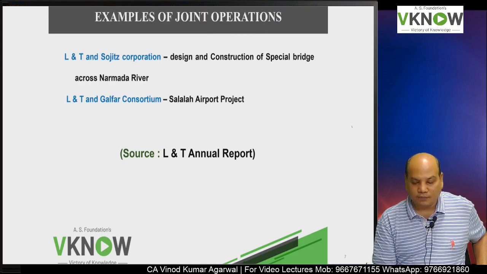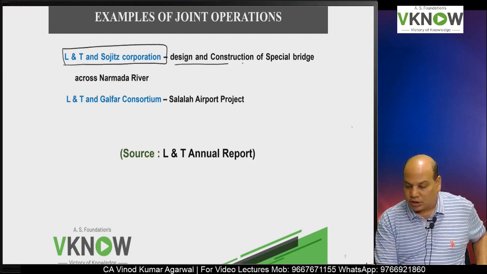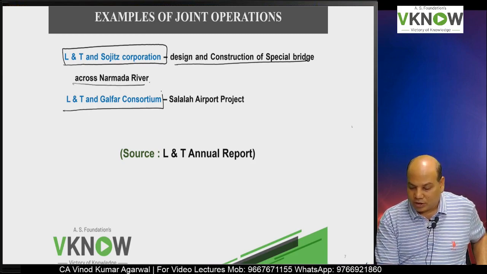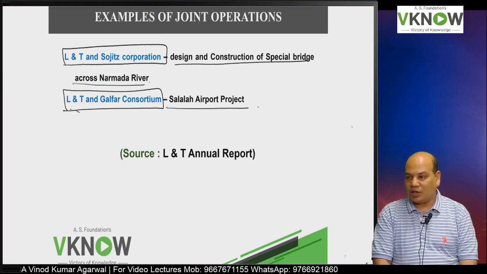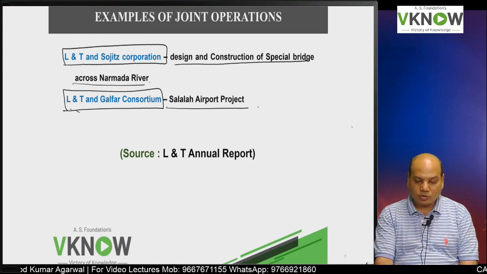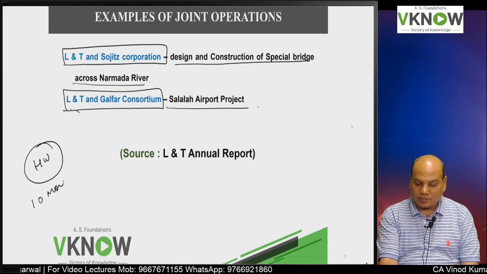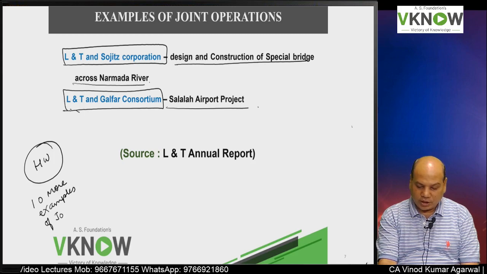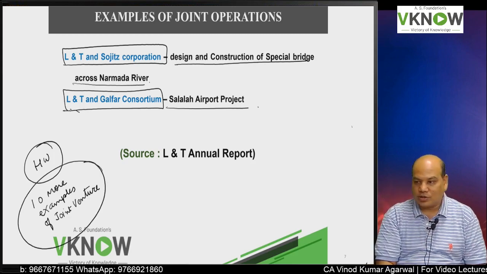Two more examples I have found. L&T and Sojitz Corporation joint venture, design and construction of a special bridge across the Narmada River. L&T and Galfar Consortium for construction of the Salalah Airport project. So today in the homework you will find 10 more examples of joint ventures and write them in the notebook. Honestly, you have to do it. Very easy, you have so many resources at your disposal.